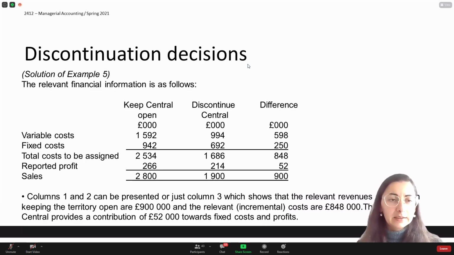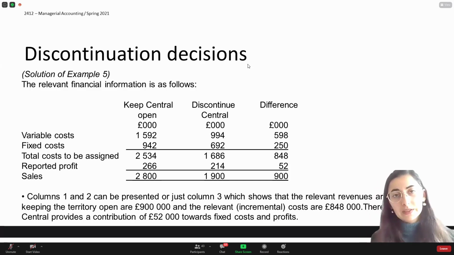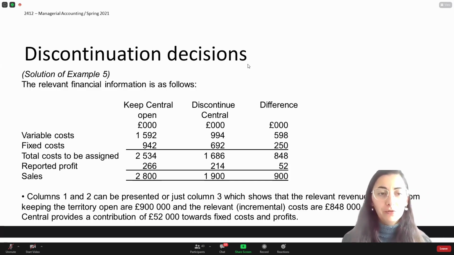So this here is the solution. Here we are looking at the total impact on the total profit of keeping Central or discontinuing Central. We see in the profit a difference of 52,000. If we discontinue Central, we have a lower profit than if we keep Central open, with a difference of 52,000.